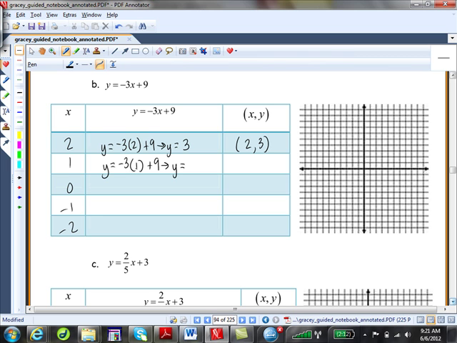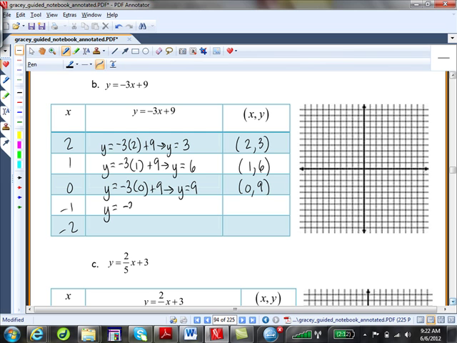We have negative 3 times 1 is negative 3 plus 9 will give us positive 6. So we'll get 1 comma 6. Now when I plug in 0 for x, I'll get negative 3 times 0 is 0, so we'll just get y equals 9. So 0, 9.